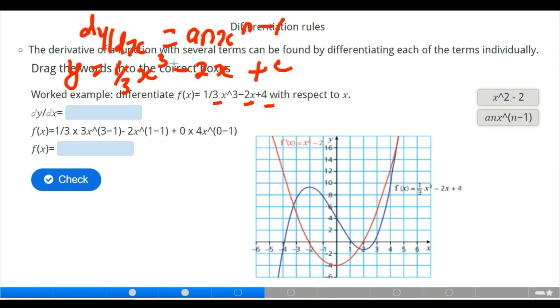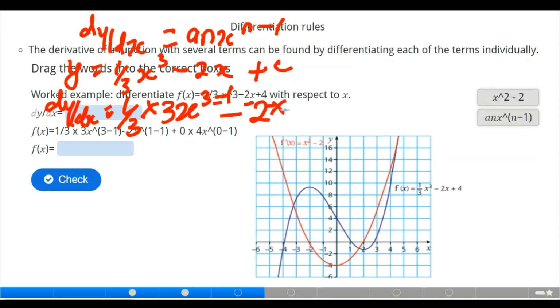Now let's differentiate this first one. a here is 1 over 3, right? n is what? n is 3. So we have dy over dx equals what? 1 over 3, okay, multiplied by 3, x raised to 3 minus 1. That's the first one. Now the second term that we have here, minus 2, a is 2, n here is what? x raised to the power 1. So it's going to be multiplied by 1, x raised to 1 minus 1.